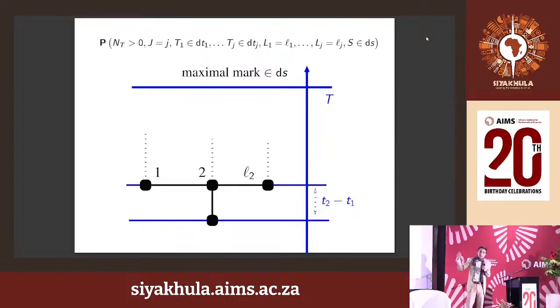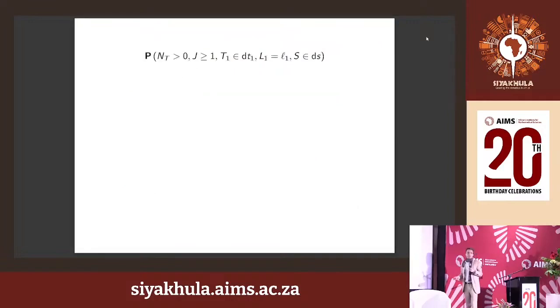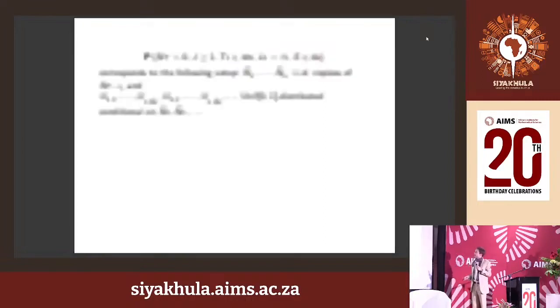So this happened at some point. And again, those trees are all the same by exchangeability and distribution. So let's go to a slightly less complicated expression. What's the probability that we see at least one reproduction event that happened at T1, which is of size L1, and the marker S, which is in a small interval around small s?